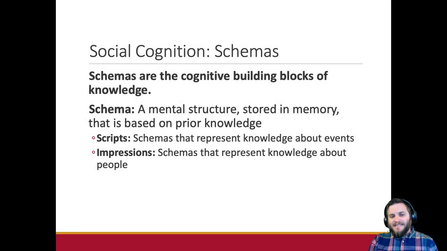All right, let's jump into schemas. This should be a review if you watched lecture 2's video. I'll link that above. Schemas are cognitive building blocks. Again, they're the way that we organize information that we have acquired throughout our lives. So it's a conceptual mental structure. It's not a physical structure in your brain. It's a cognitive, conceptual structure. And it's all based on what we've acquired in our daily lives. Okay. So what's part of schemas? Well, those schemas are scripts. Okay. So scripts are schemas for events, and impressions are schemas for people.